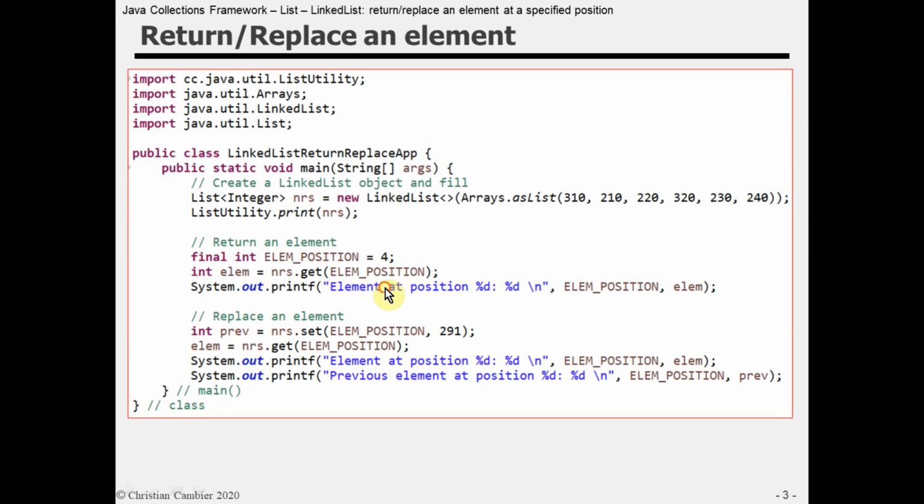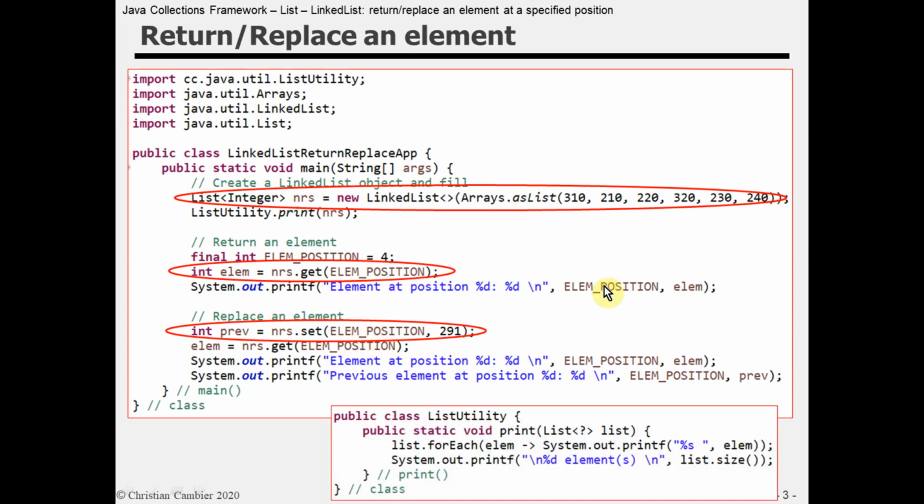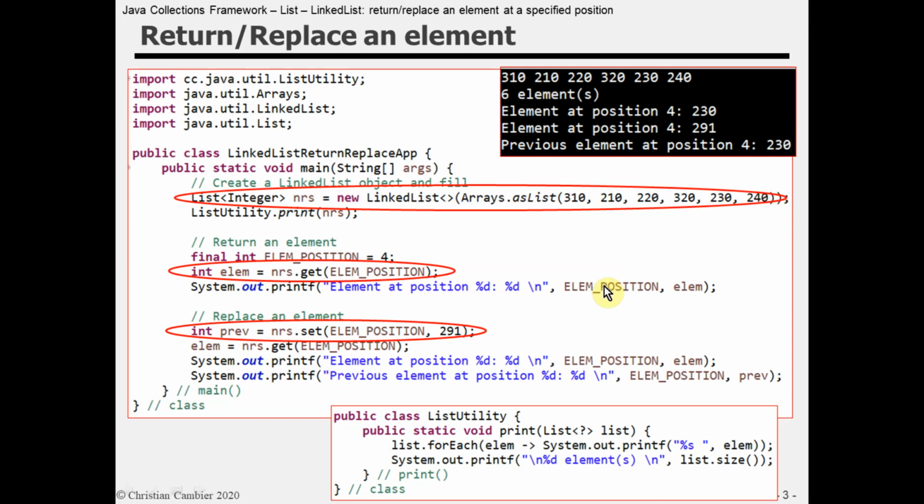In the main method I start by creating a linked list object and filling it immediately with 6 elements. Next I'll obtain the element at position 4 using the get method. Then I'll change the element at the same position using the set method. Executing this code will produce the following outputs. Let's find out in a memory layout what happens when I execute these get and set statements.